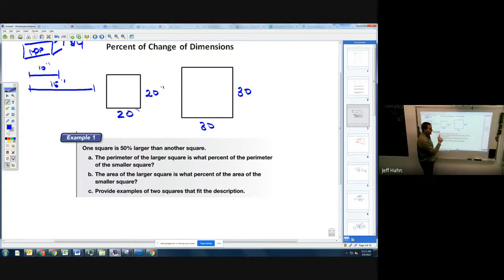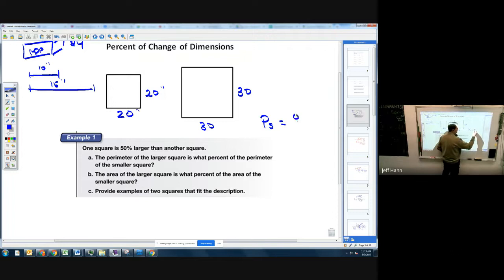Now, answering the questions. Here's where we have to do a little thinking. The perimeter of the larger square is what percent of the perimeter of the smaller square? Well, first of all, let's not worry about the answer to that until we find the perimeter of the square. Perimeter of the small square, 20 plus 20 plus 20 plus 20. Let's not say 60, let's go 80. 4 20s is 80, right?